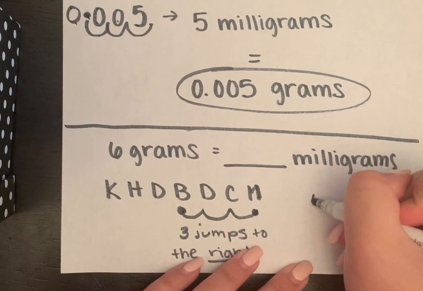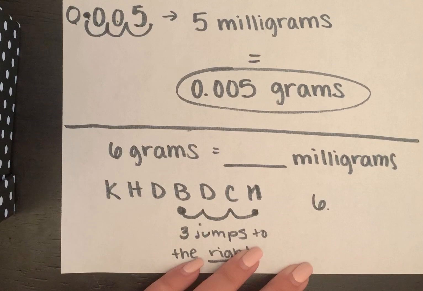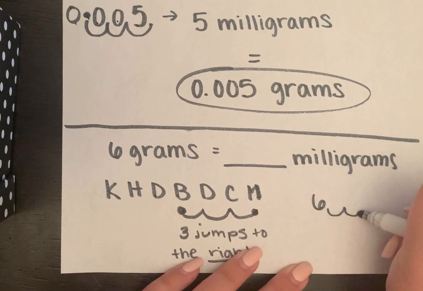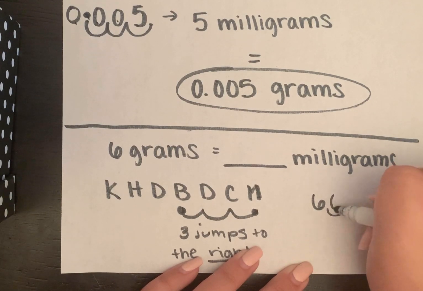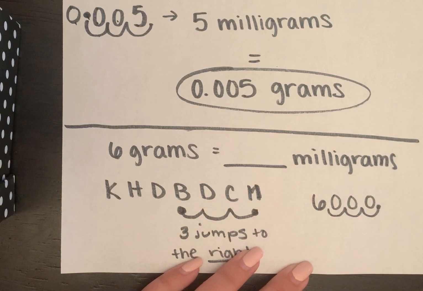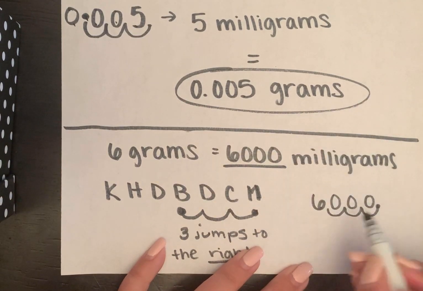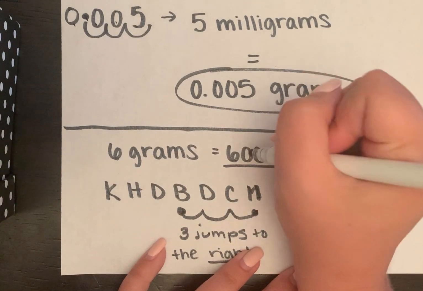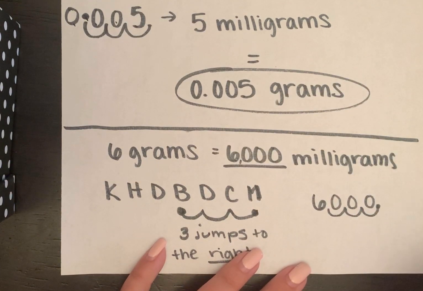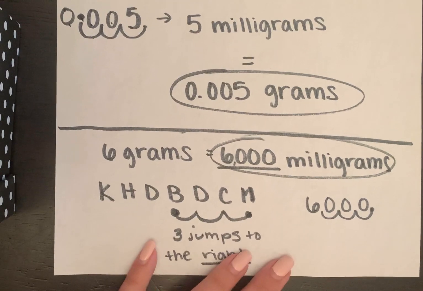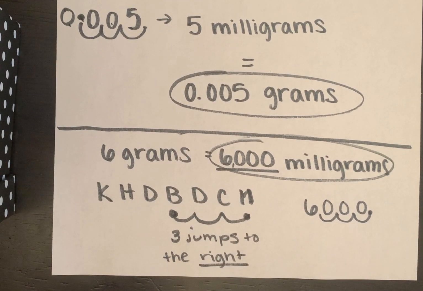So I have 6 grams. Remember, the decimal point goes right there. It's kind of invisible right now. And it's going 1 jump, 2 jumps, 3 jumps, right there. So 6 grams equals 6,000 milligrams. Final answer.